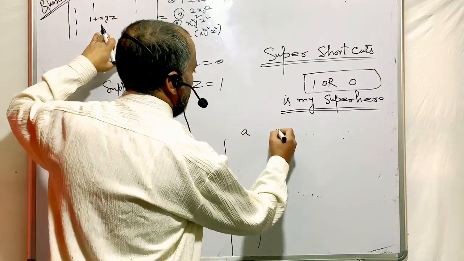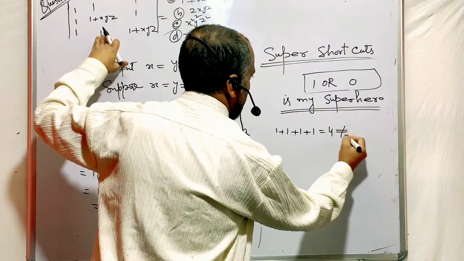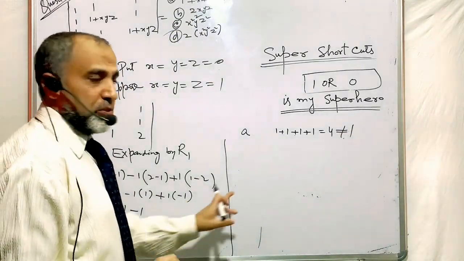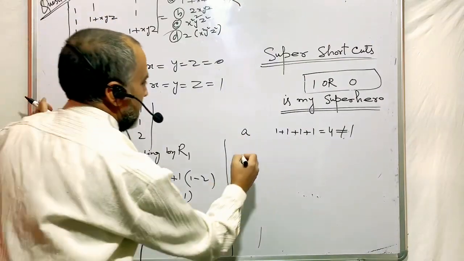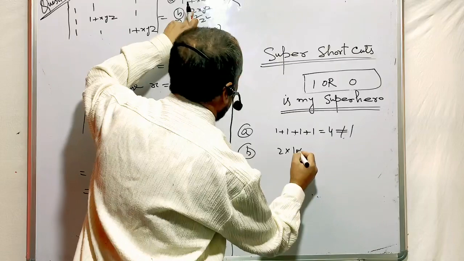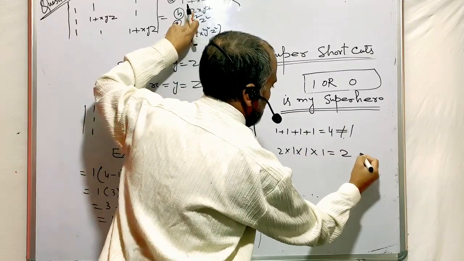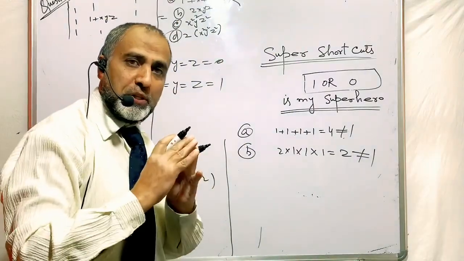Option A: it is 1 plus 1 plus 1 plus 1, that is equal to 4. That is not equal to 1. It should be 1, so that's not equal to 1. That means the first option is incorrect. In the second option, also put 1: 2 into 1 into 1 into 1, that is 2. That is not equal to 1. Therefore, this option is also not correct.